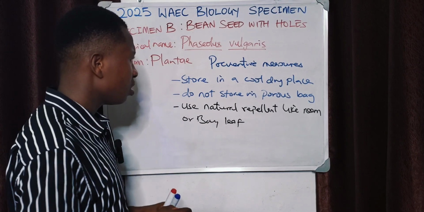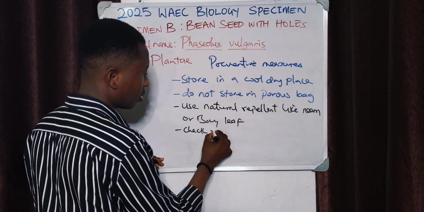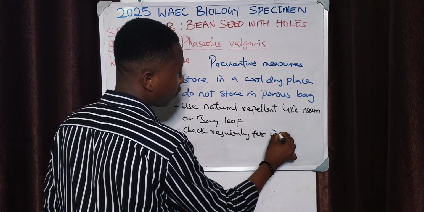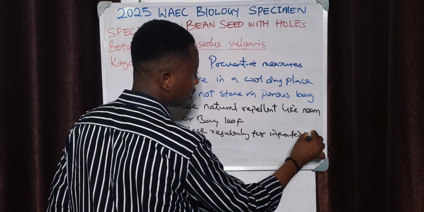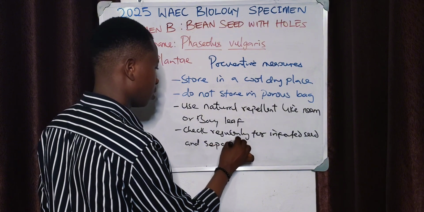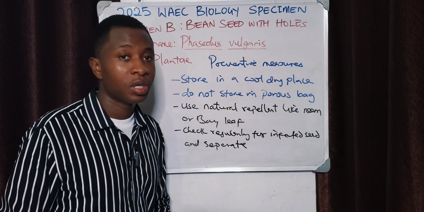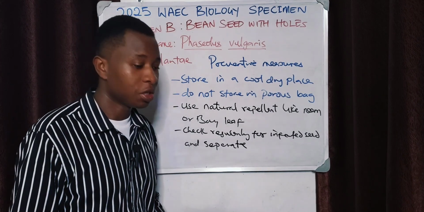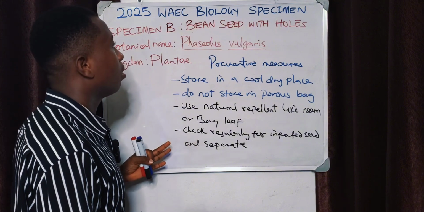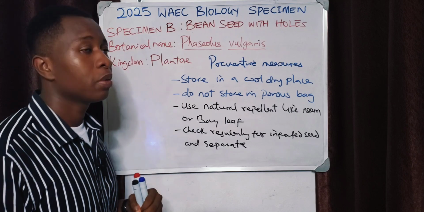Okay. Now, other things is that you can check regularly for infected seeds and separate them. So you can check infected seeds regularly and try to separate them to avoid further infestation. So these are the things you have to have in mind, or these are the questions that you are likely to see under specimen B.